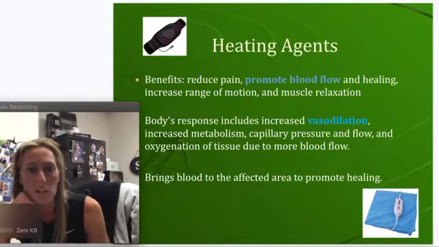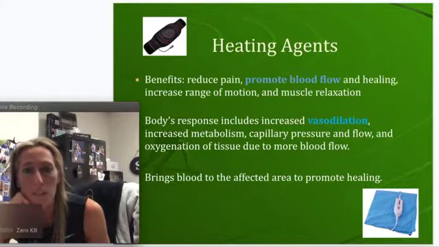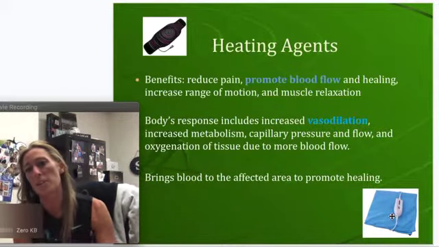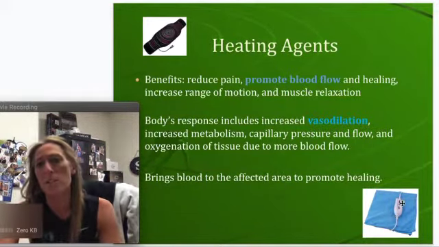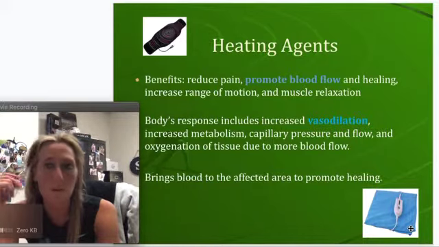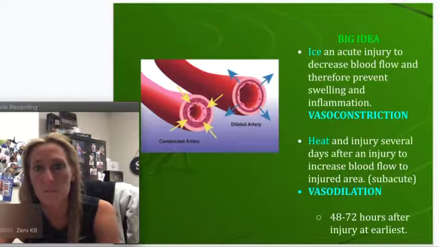We talk about in class, we use a hydroculator pack. I may have that on the next slide, I can't remember. But here there's a home heating pad that you probably all have at your house. This is going to be dry heat, so it's okay. But the hydroculator pack is moist heat that we have in the training room, and that's going to be better. It's going to be a deeper heat.